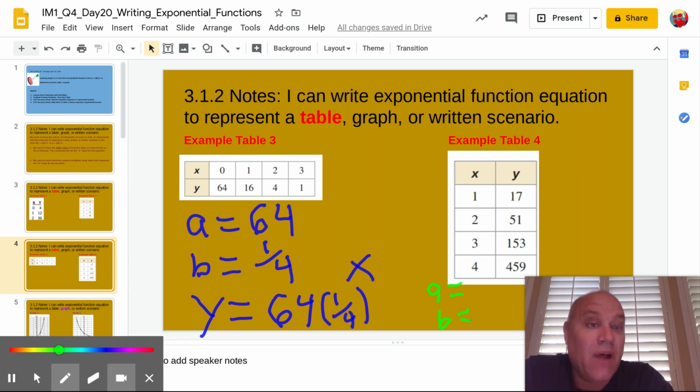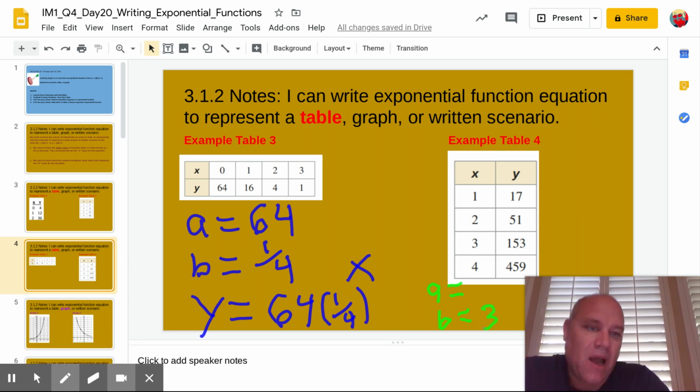So again, we don't have the y-intercept this time. So let's start off figuring out what the common multiplier is. 17 times what is 51? 51 times what is 153? 153 times what is 459? I'm going to get 3 for b. I could have also gone 51 divided by 17 is 3, or 153 divided by 51 is 3, or 459 divided by 153 is 3.